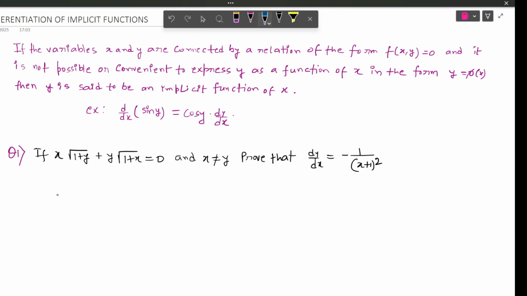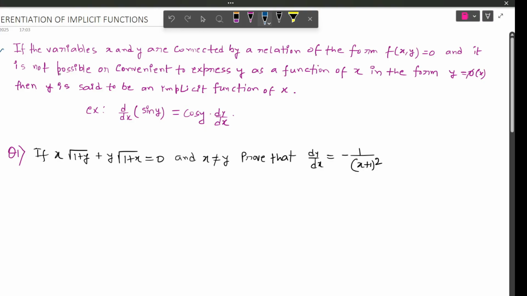This is a video on differentiation of implicit function. One of my students has requested me to make a video on this topic. He is having difficulty understanding this topic. So let's start.